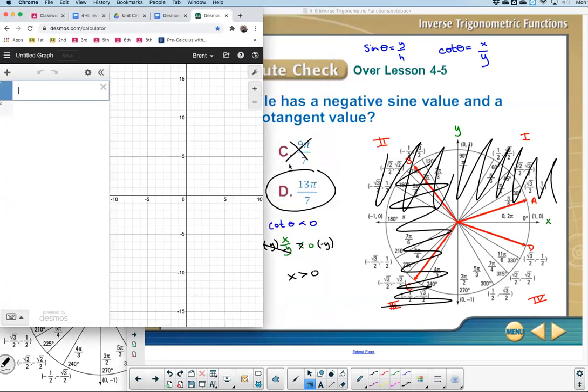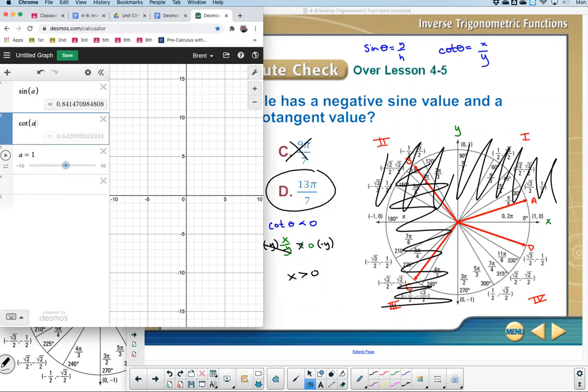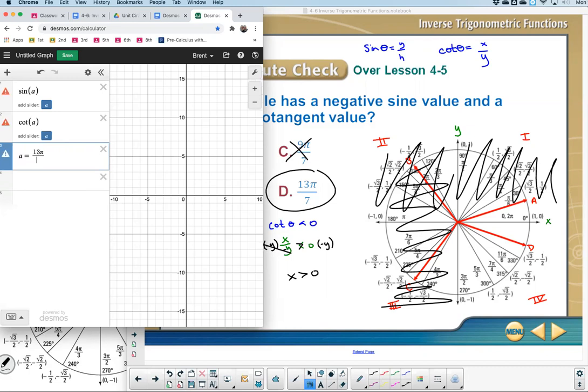You could type in all of the answer choices. I'm just going to jump straight to the answer as sine and cosine. So let's just say sine, and make this easy. And here, sine and, oh, cotangent. Sorry, it was sine and cotangent. Now just put A, and you could type in all your answers to check out, but we'll say it's 13 pi divided by 7. And you can see that both of these are negative, like they were supposed to be.